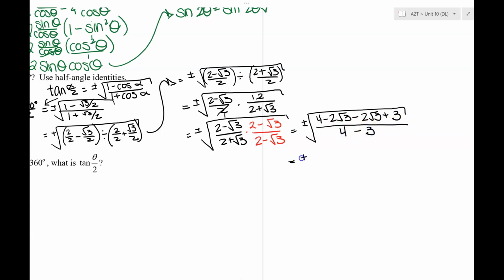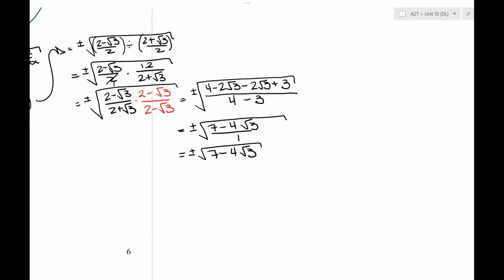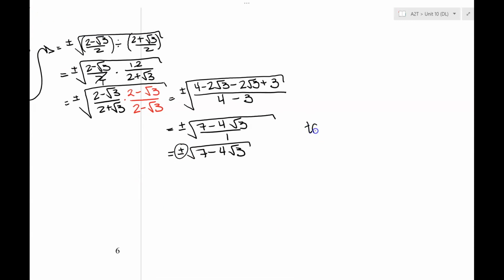Keep going with me, we're almost there. Plus and minus the square root of 7 minus 4 rad 3 all over 1. So we get this beautiful plus and minus the square root of 7 minus 4 rad 3. Now the good news is we are almost done, but we still have this pesky plus or minus, right? Remember, we were asked to find the tangent of 195.